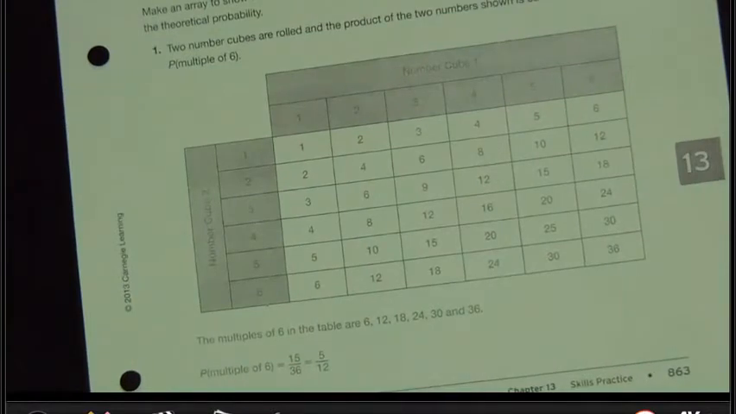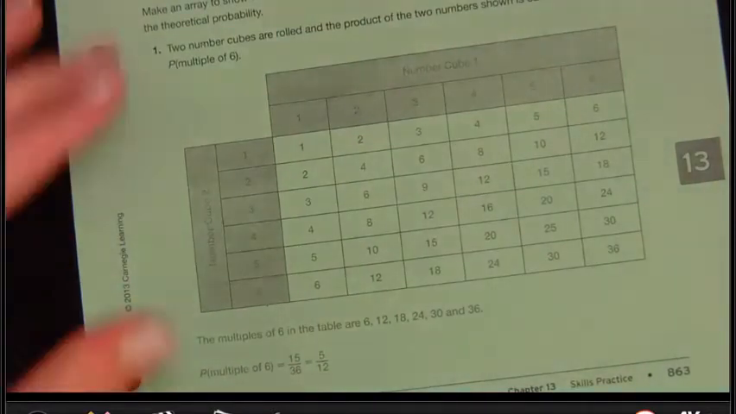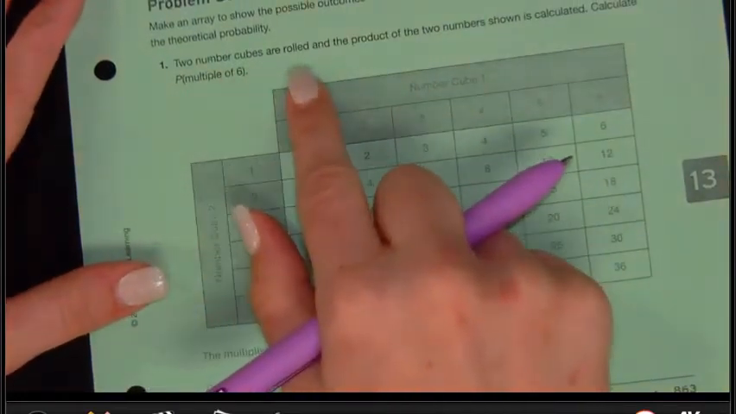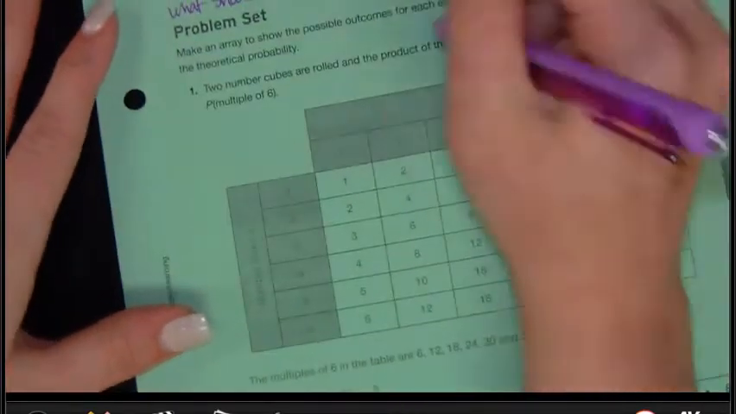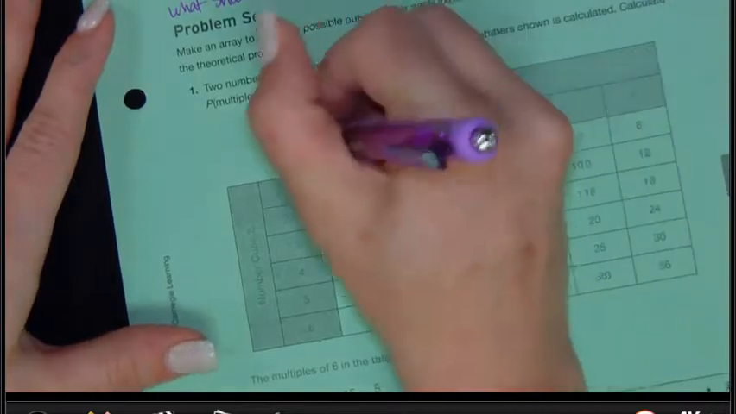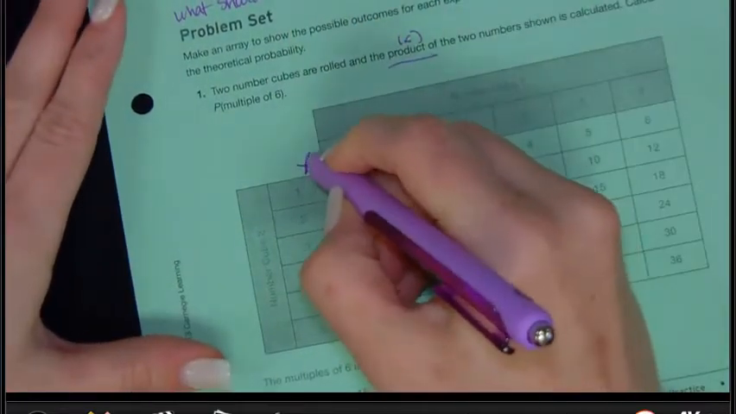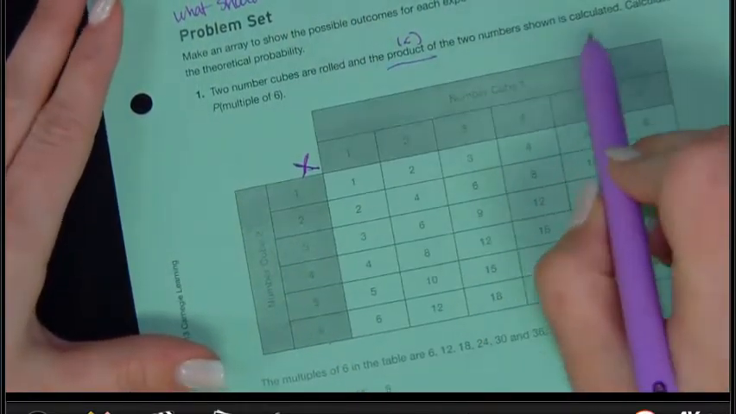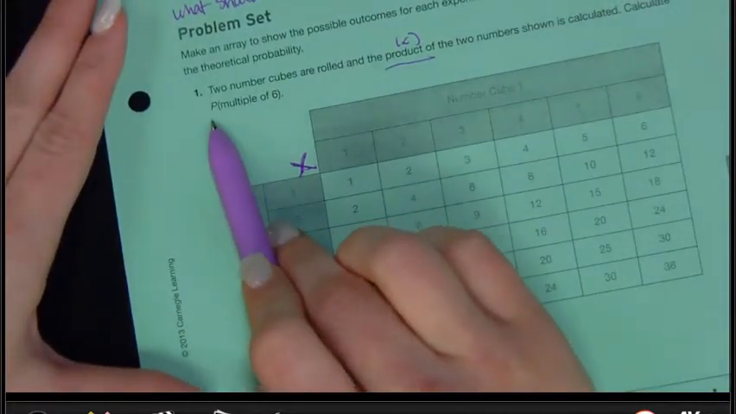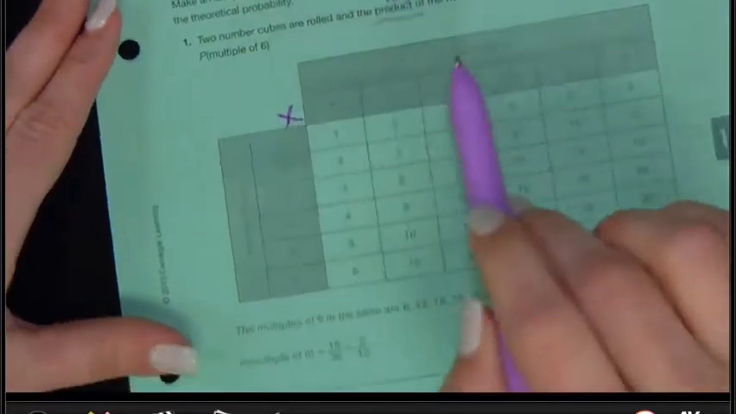Okay, so I've got some problem sets here. They already completed number 1 for us. That way we have a great example. Because the question was asking, two number cubes are rolled and the product of the two numbers is shown. So product means I'm going to multiply. Okay, so I'm going to write that up over here. Calculate the probability that the product is a multiple of 6.